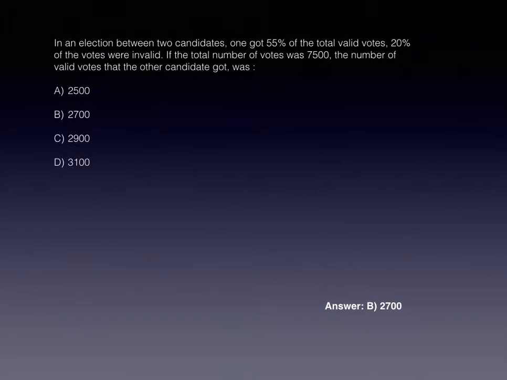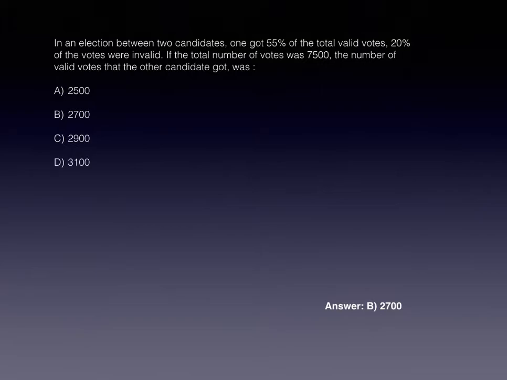I'll read the question again. In an election between two candidates, one got 55% of the total valid votes, 20% of the votes were invalid. If the total number of votes was 7,500, the number of valid votes that the other candidate got was.